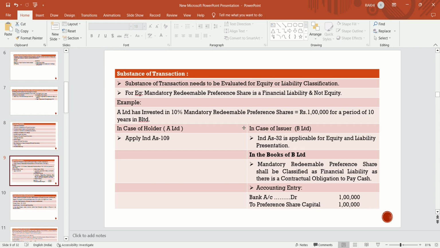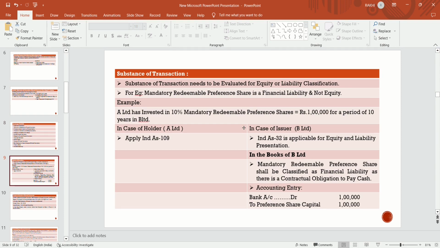In the books of B Limited, mandatory redeemable preference shares shall be classified as a financial liability because there is a contractual obligation to pay cash, as they are mandatorily redeemable. So there is a contractual obligation to pay cash in the hand of the issuer. They will recognize it as a financial liability and not as equity.